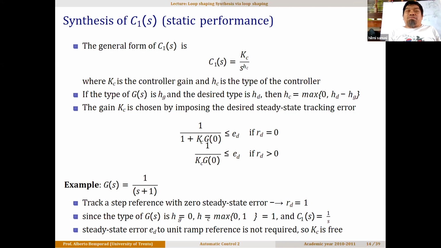You don't know. So kita nak letak poles ataupun zeros first yang kita pilih tu depends on the bandwidth of the system. And this is what we are trying to do, and this is what we are trying to establish in this loop shaping.